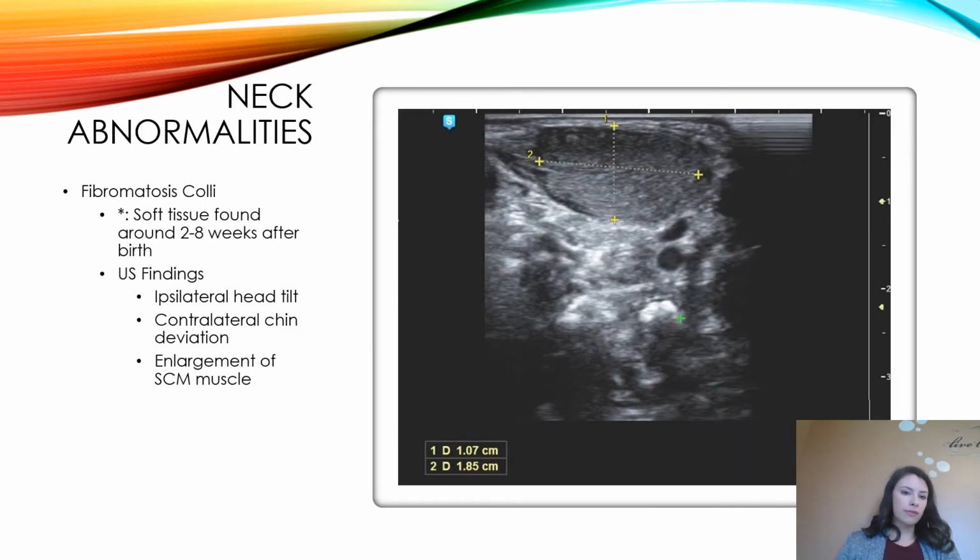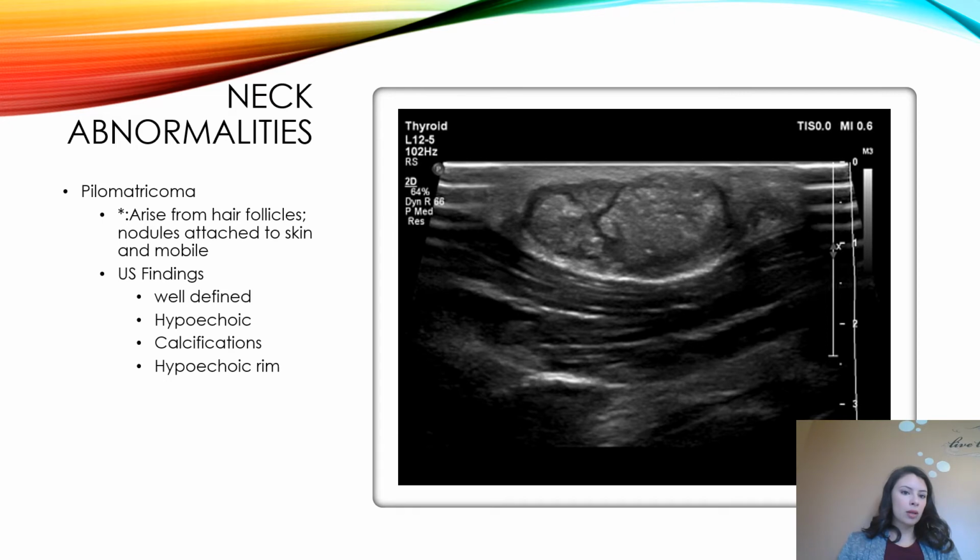The next one is fibromatosis colli, and this is a soft tissue mass. It's found in soft tissue around 2 to 8 weeks after birth, and the findings are an ipsilateral head tilt, contralateral chin deviation, and an enlargement of the SCM muscle. It's a big guy.